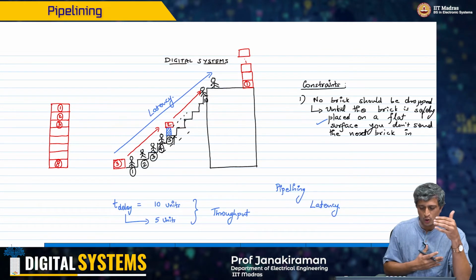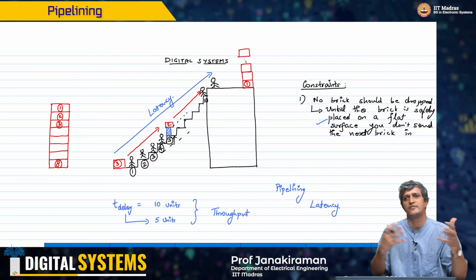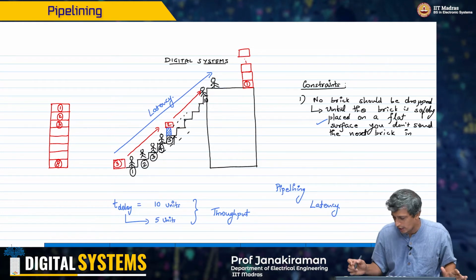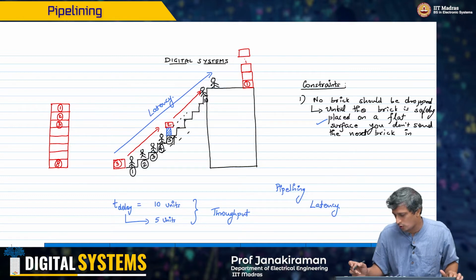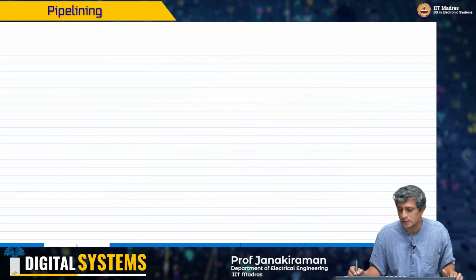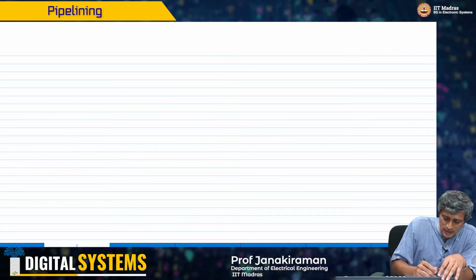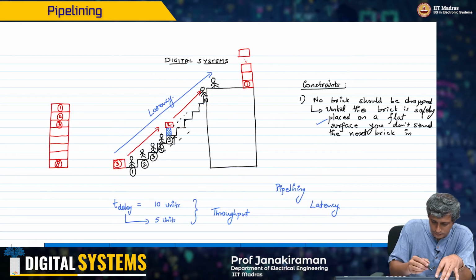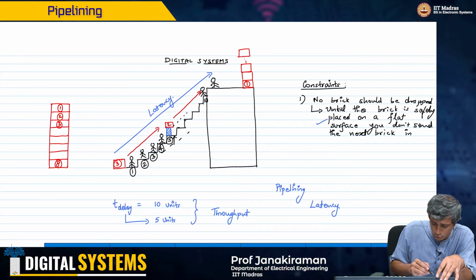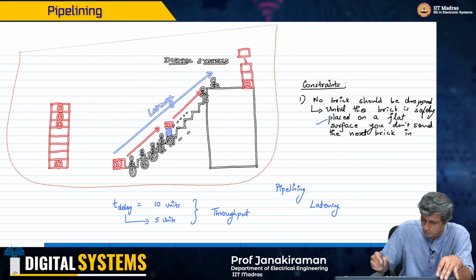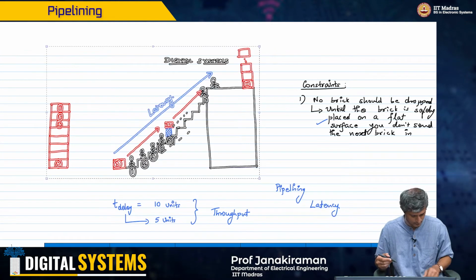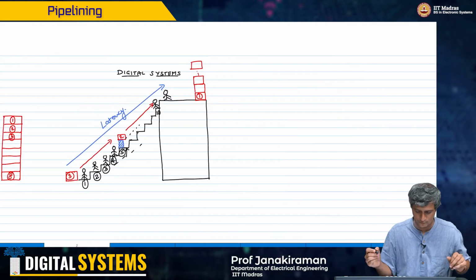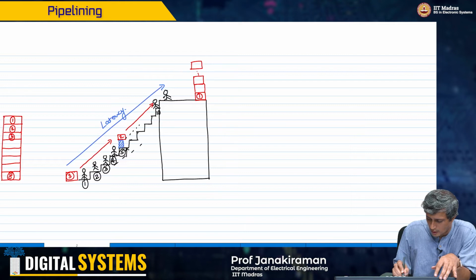Initially, I assumed that all these workers are very similar, and they take the same amount of time. Okay, and therefore I said everybody takes 1 unit of time. Now let us say that that is not the case. Let us say that that is definitely not the case, and maybe I'll make a copy of this as usual. Okay, I'm going to take this off.